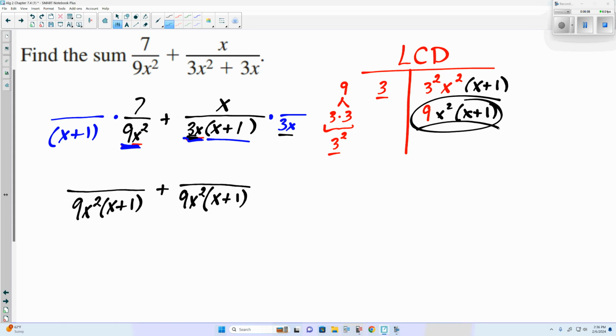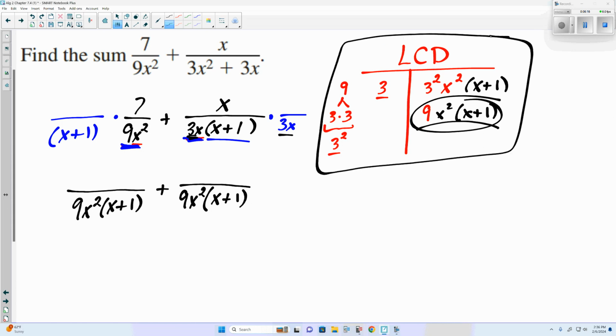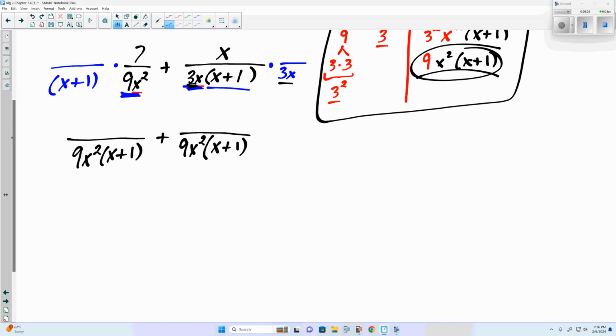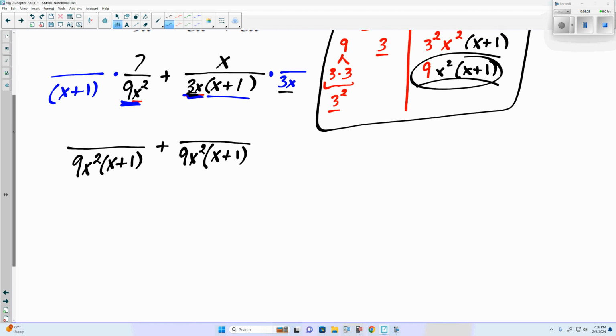And what they're going to be is 9x squared times x plus 1. It's going to be that least common denominator. So the least common denominator, for all intents and purposes, is just helping us get the denominators to be the same. That's all it is for. Now, any questions on how we got the denominators to be the same? We good with this so far?